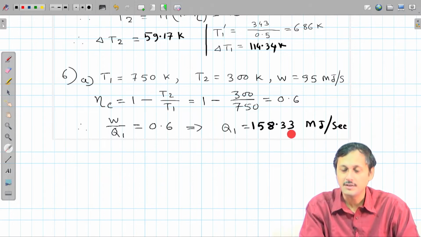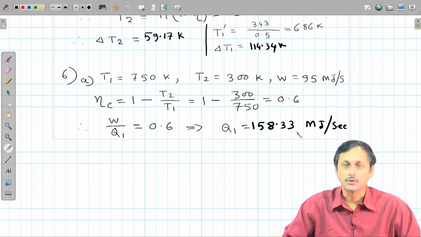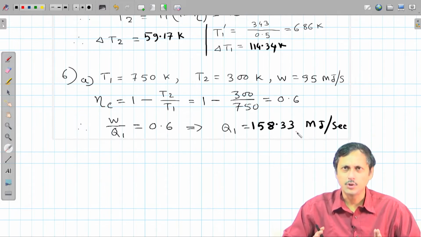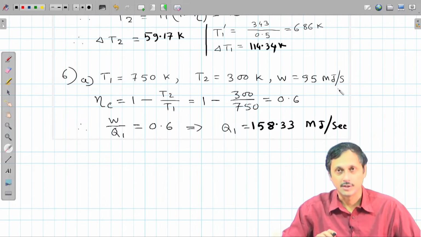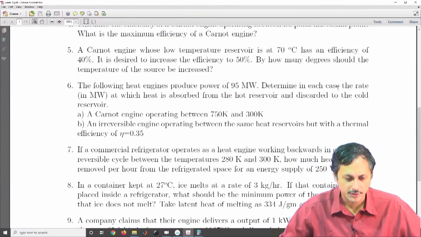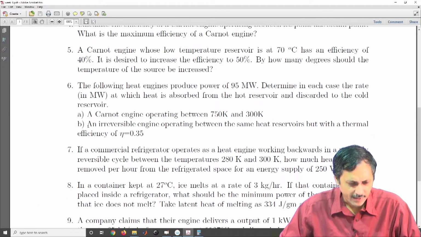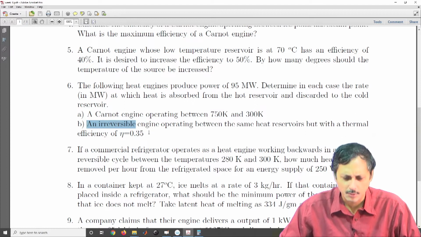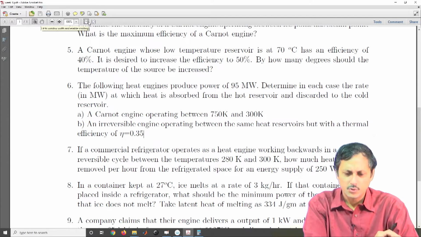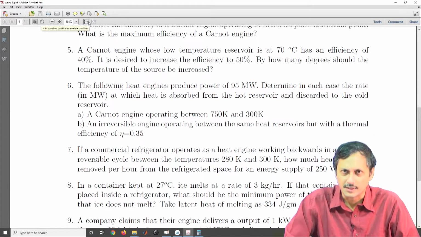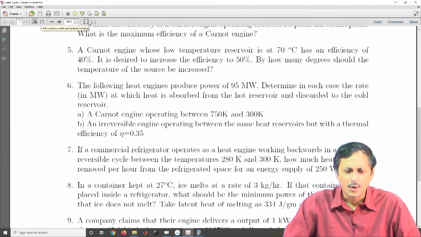So, 158.3 megawatt should be the power or heat input to that engine in order to get a power output of 95 megawatt. Now, there is a second part to this problem. That problem says an irreversible engine operating between the same heat reservoirs, but with a thermal efficiency of eta equal to 0.35. Now, in this case we do not need the temperature of the source and the sink, because the efficiency is already given. All we have to do is compute Q1.